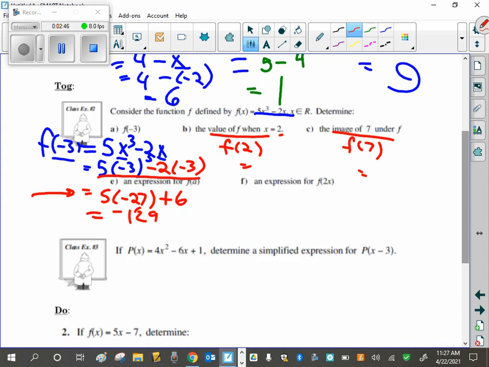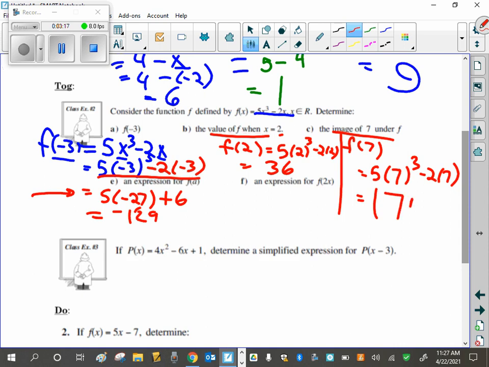F of 2 equals 5 times 2 cubed, subtract 2 times 2. 40, is that 36? Check. 36, thank you. And f of 7 is 5 times 7 cubed, subtract 2 times 7. 343, yeah. What's that? 1,000. And what? 1? Thank you. Okay.